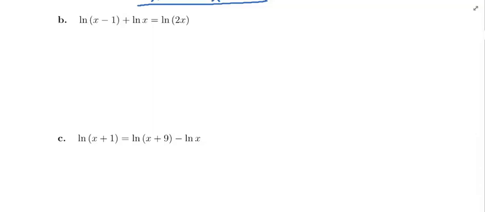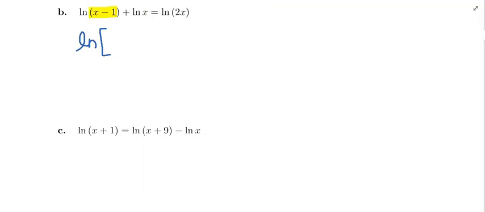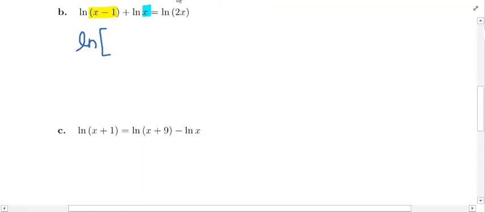addition will turn into multiplication. All right, so we're going to get the natural log. We're going to keep the same base. And the quantities that we're taking the logarithms of, we need to multiply them together. So this is going to be the natural log of the package deal x minus 1 times x. That's how those guys combine into 1.